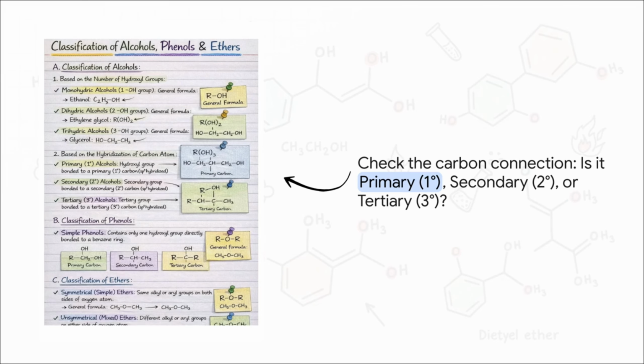Now, for step two, it's all about location, location, location. We look at the exact carbon atom that's holding on to the OH group. If that carbon is only attached to one other carbon, it's a primary alcohol. If it's attached to two other carbons, it's secondary. And if it's bonded to three other carbons, you've got a tertiary alcohol. This is a perfect example of how structure dictates everything.